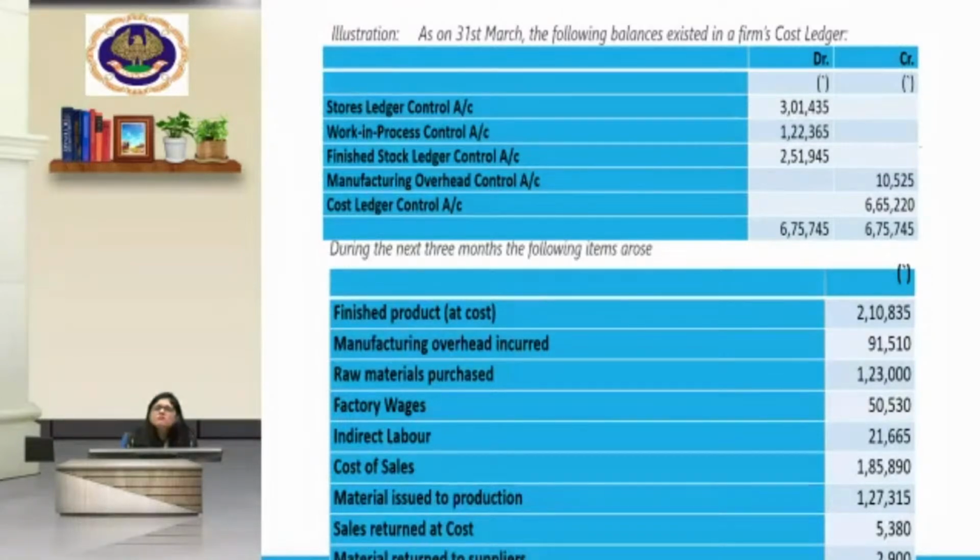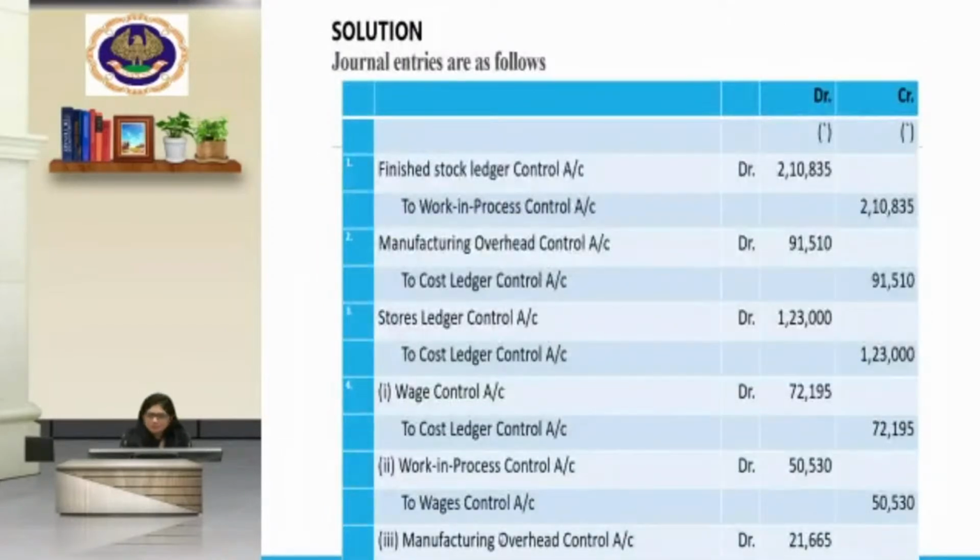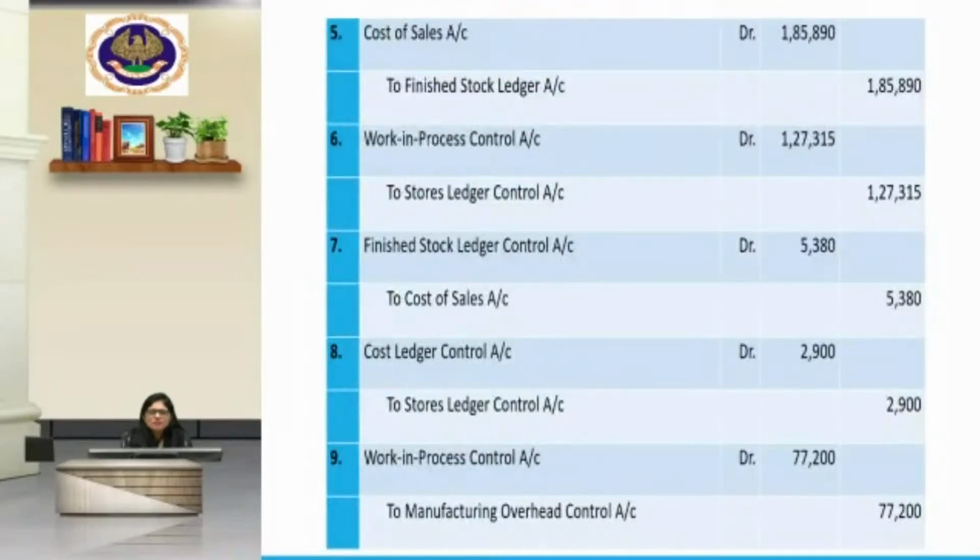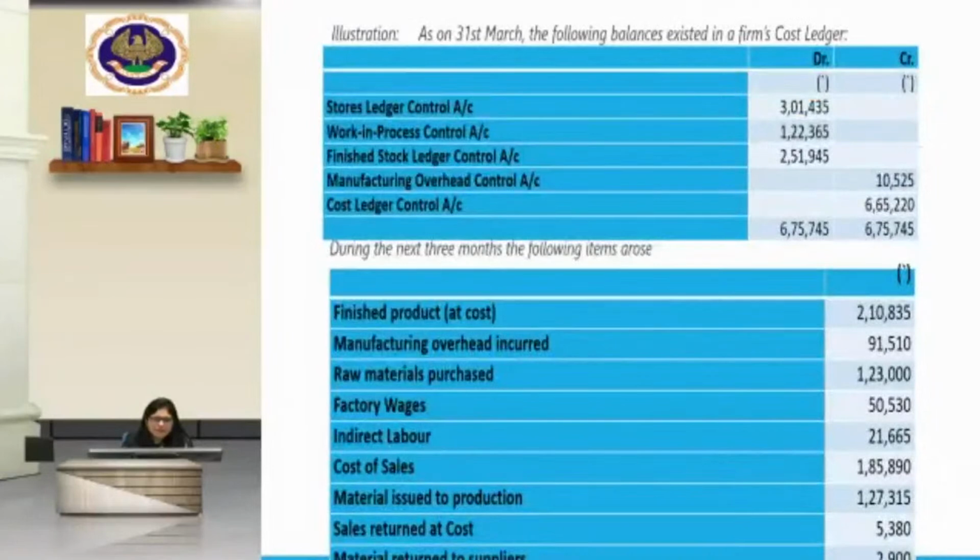Material returned to suppliers, reverse the entry. Cost ledger control account debit to stores ledger. I'm repeating, when we purchase the material, we debit the stores account, we credit the cost ledger account. When we are returning the material to suppliers, the entry will be cost ledger control account debit to stores ledger control account. Can you see this entry? All right. We are returning the materials to suppliers.